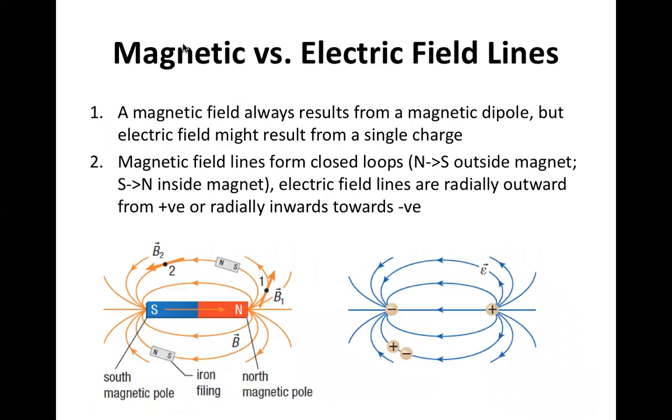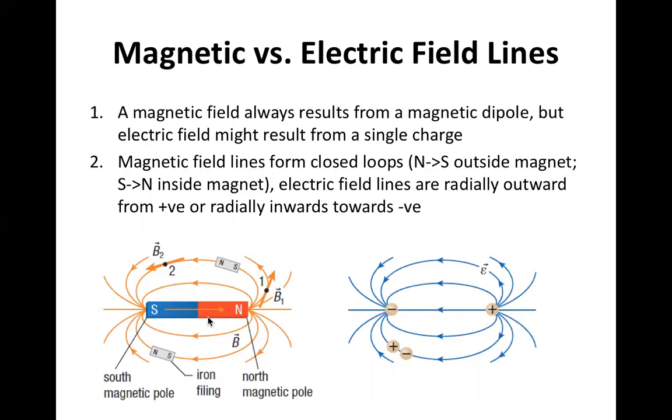So if we compare so far magnetic versus electric field lines, we know that magnetic field lines always result from a magnetic dipole because the north and south poles always exist. But electric fields might result from a single charge. If we have two charges, remember the electric dipole, this looks very similar to a bar magnet, except with electric field lines, you have lines going from positive to negative, or away from positive and towards negative.